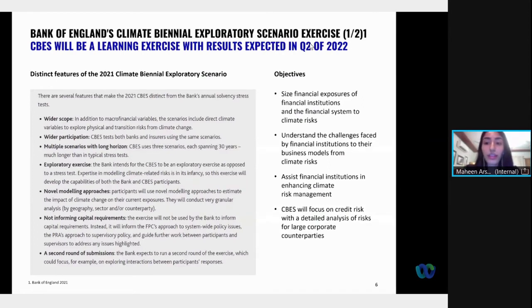The expected date for these results to be released is June 2022. But the Bank of England has also announced that they might be doing a second round in January of 2022.